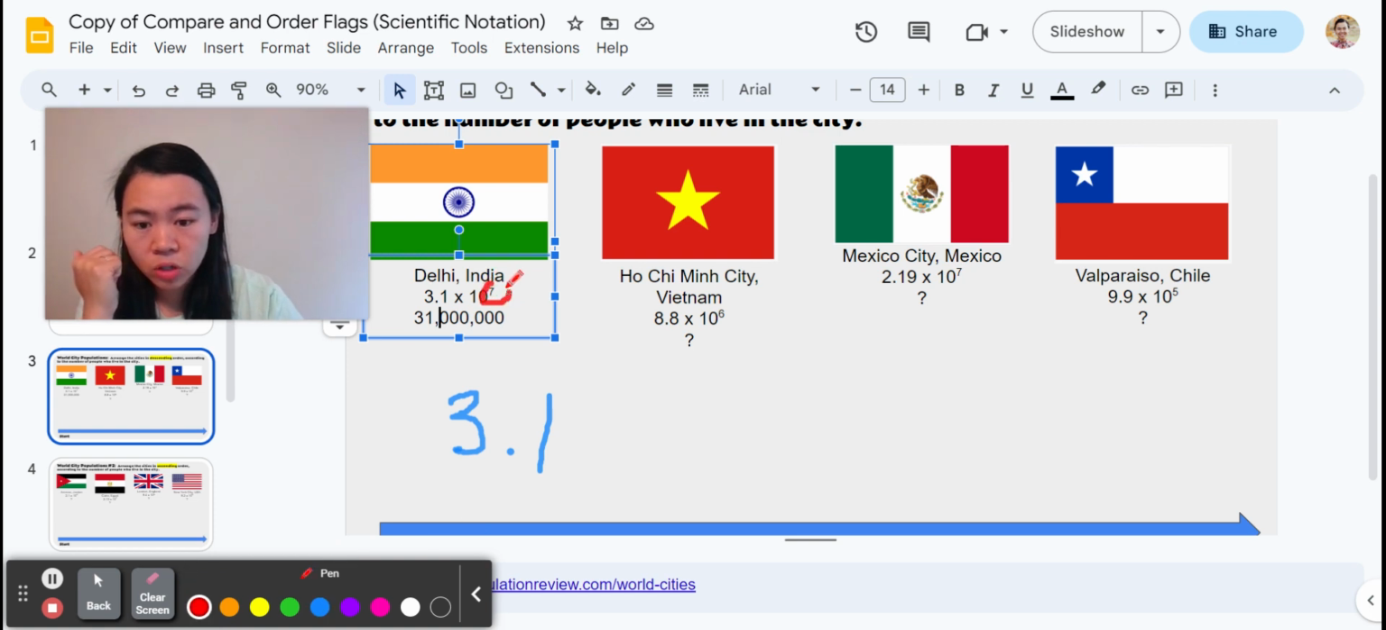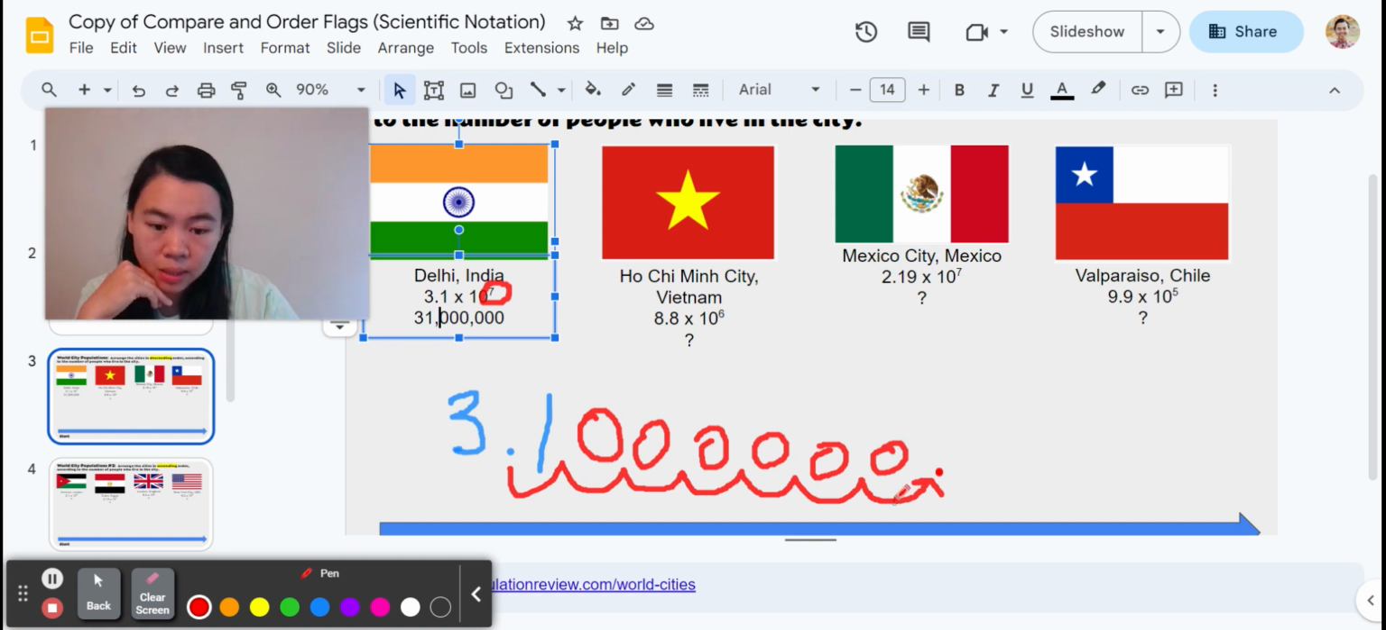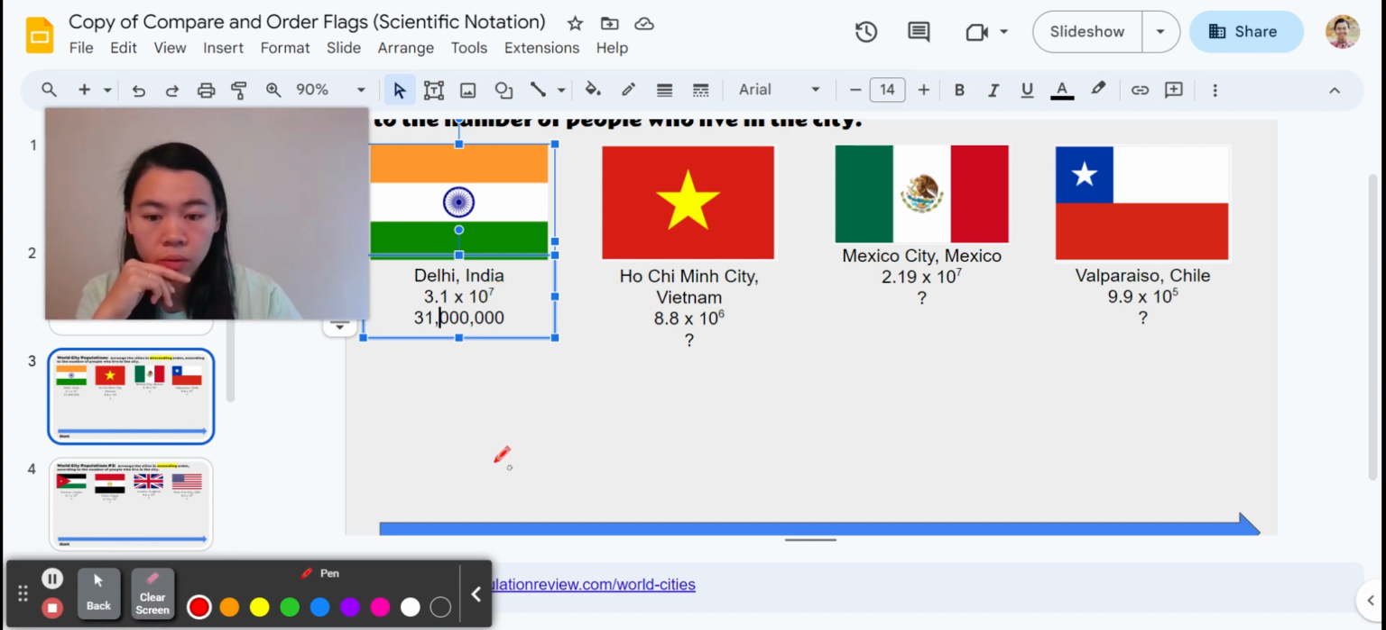I have 7 jumps to the right. 1, 2, 3, 4, 5, 6, 7. So my decimal place is going to go right here. And then we're going to fill in these gaps with zeros. We're jumping over those invisible zeros when we move the decimal place over, and you can see that I have 6 zeros. Okay, so that's India. Vietnam.